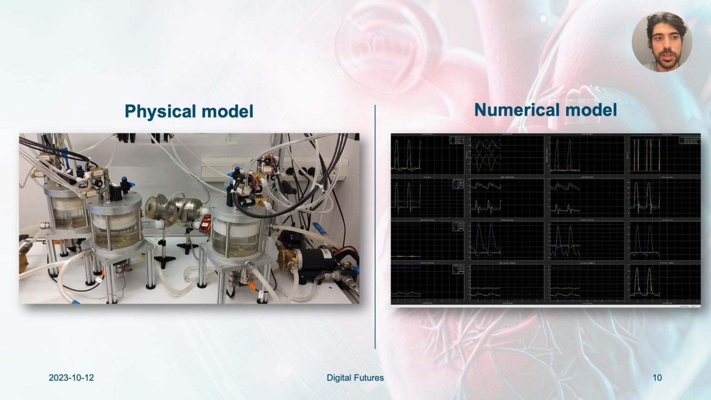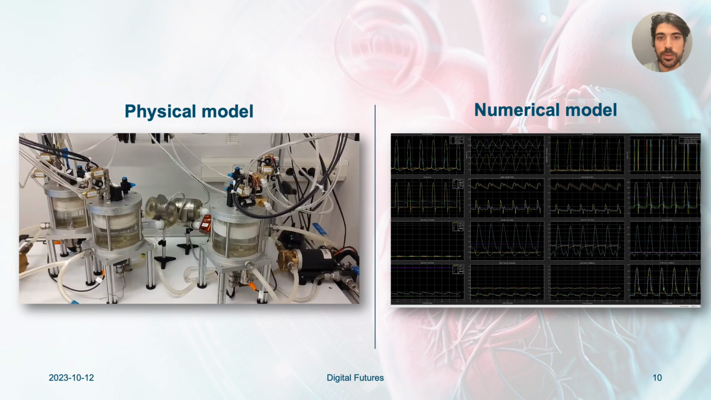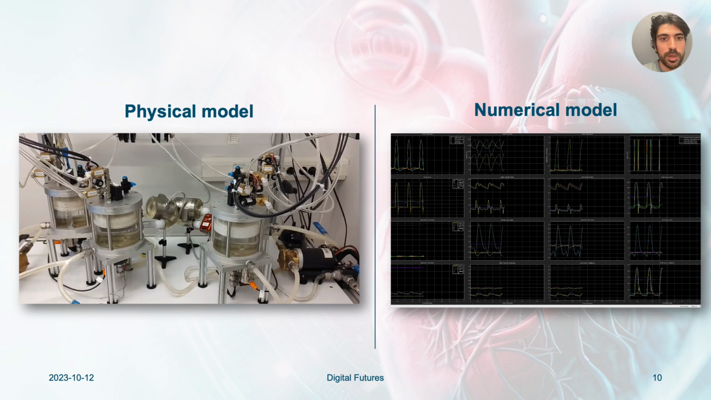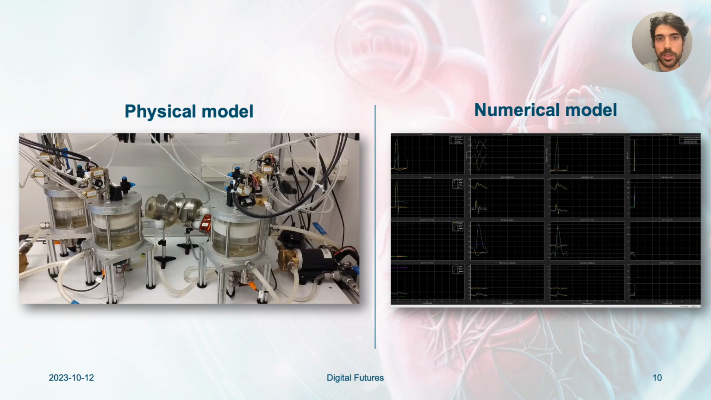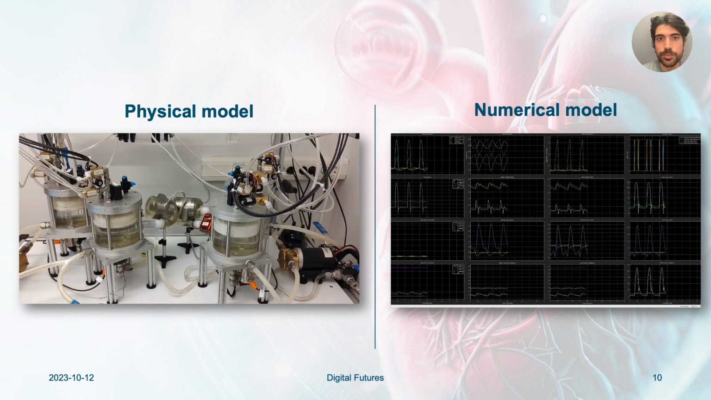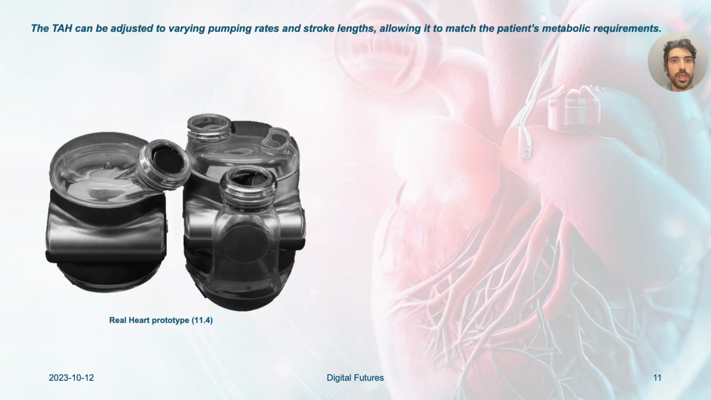The video on the left-hand side shows how the total artificial heart interacts with the mock loop, and the video on the right-hand side represents the physiological variables simultaneously simulated by the cardiovascular model. The total artificial heart can be adjusted to vary in pumping rates and stroke lengths, allowing it to match the patient's metabolic requirements.